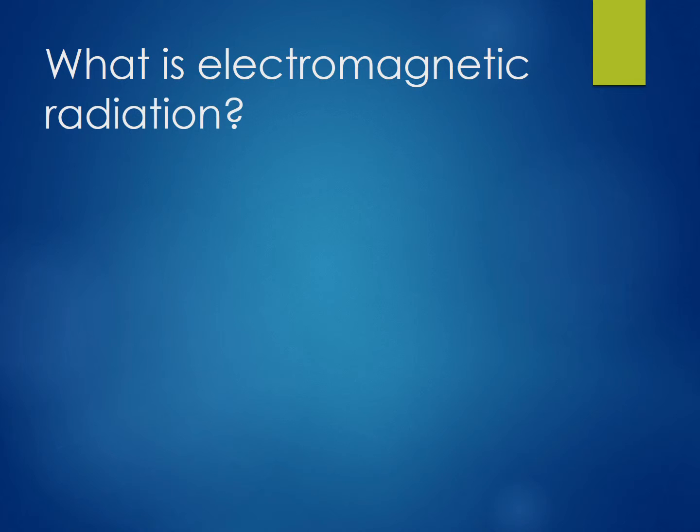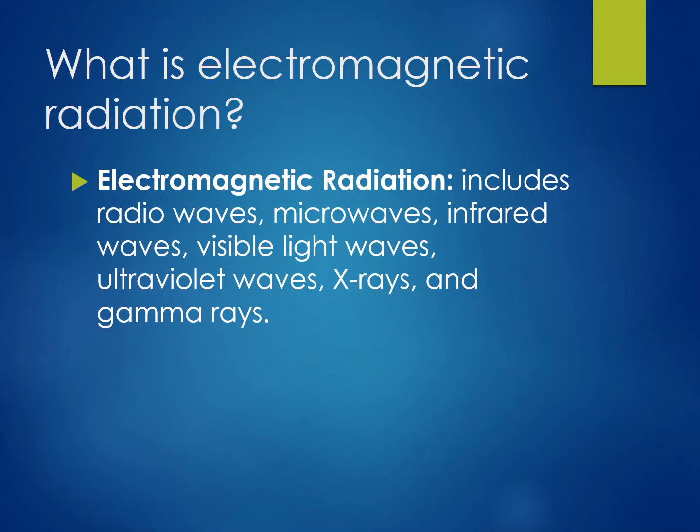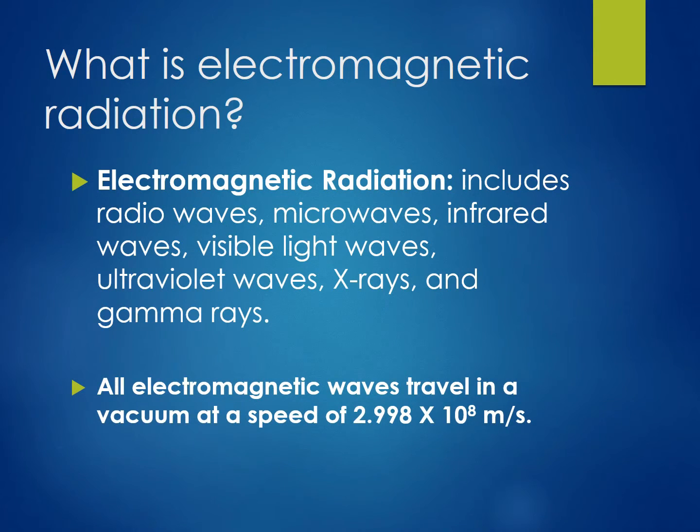What is electromagnetic radiation? That's part of our atomic emission spectrum discussion. Electromagnetic radiation includes radio waves, microwaves, infrared rays, visible light, ultraviolet rays, X-rays, and gamma rays. All those things we've talked about before. All electromagnetic waves travel in a vacuum at the speed of light, 2.998 times 10 to the 8th meters per second. So this is your constant for that previous equation.